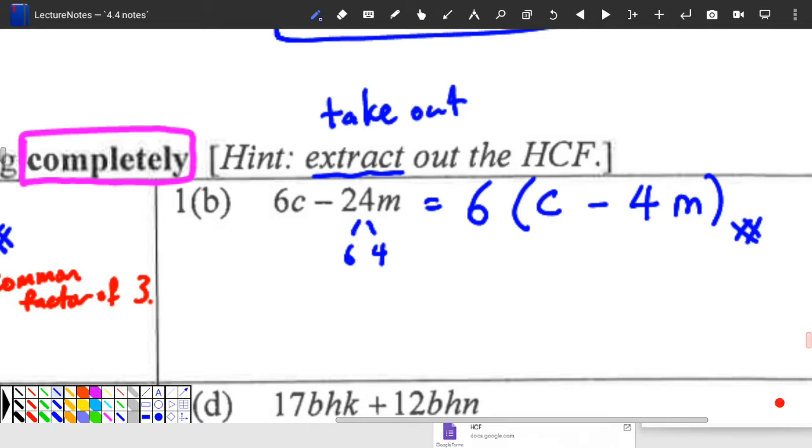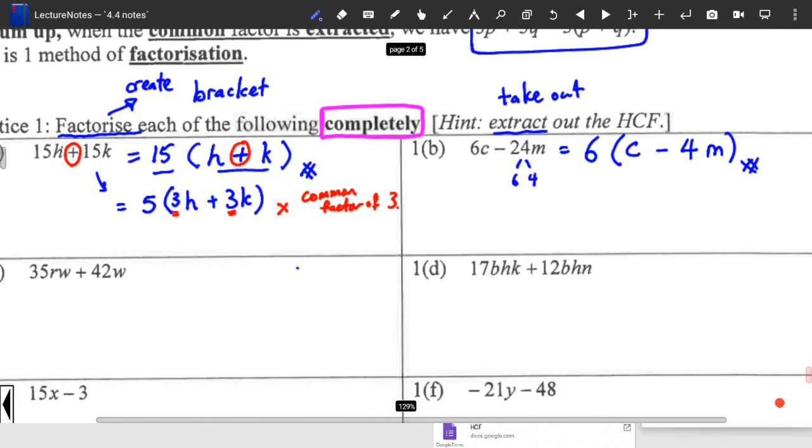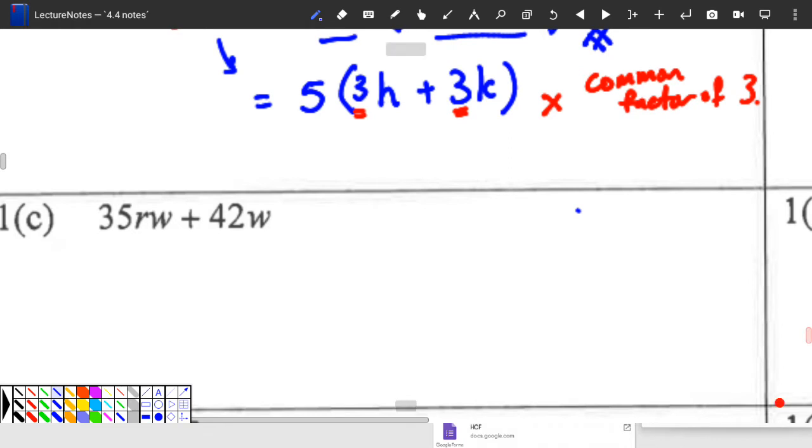Let's try the next one. 35, 42. I want to take out a common number. What number do I take out? 7. Okay, I zoom in. Everyone do this with me.